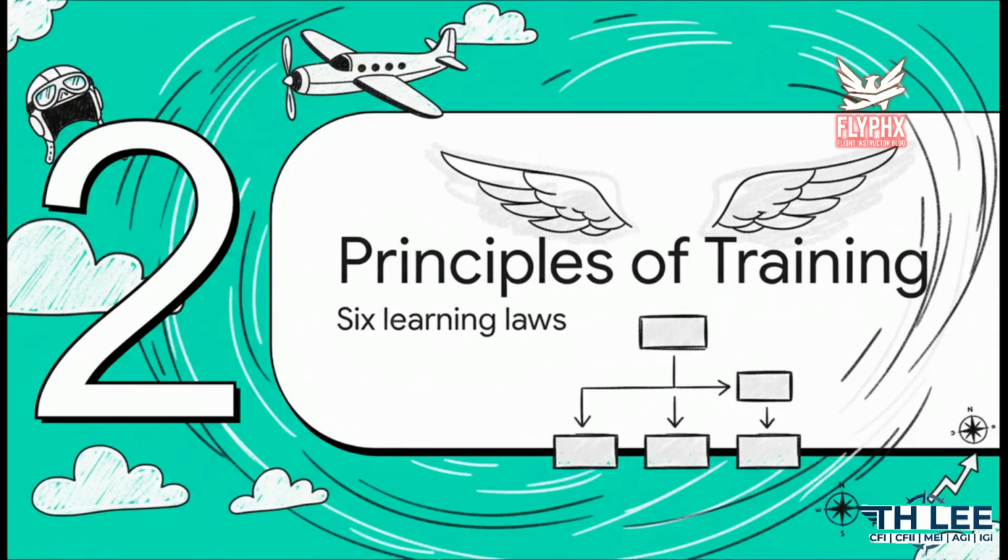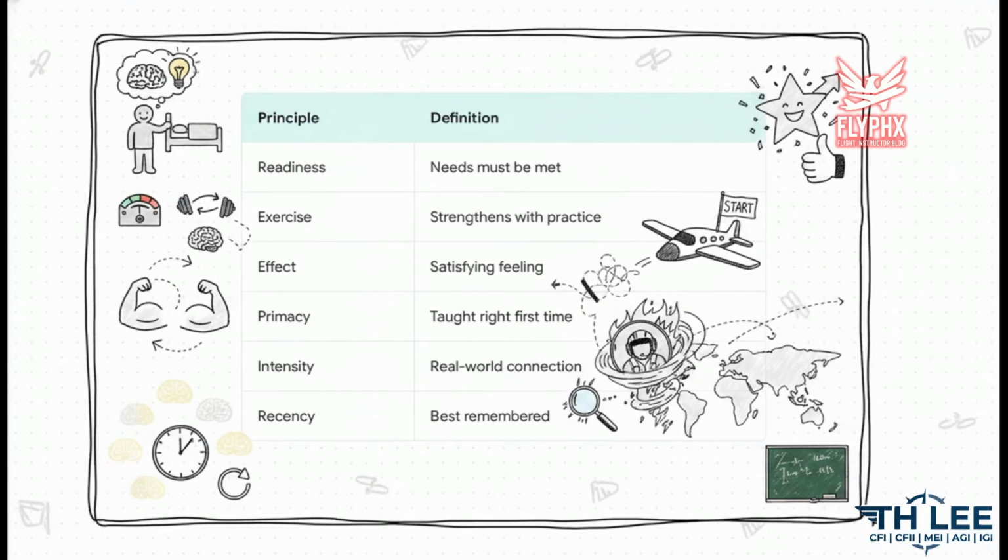Moving right along to Section 2, 6 principles of pilot training. Let's look at the REPEAR checklist. These are absolutely crucial learning laws, kind of like a chain of cause and effect. First up is readiness. Your basic physical needs have to be met, and you actually have to be eager to learn before anything else can happen.